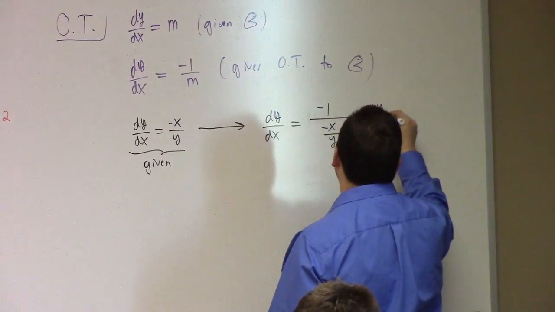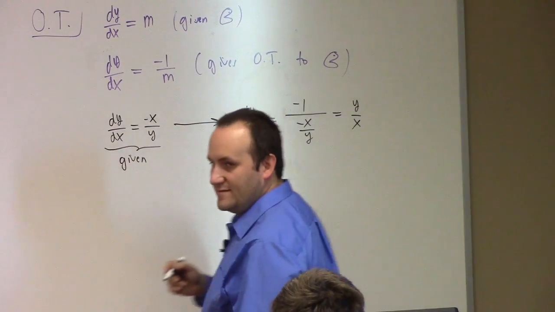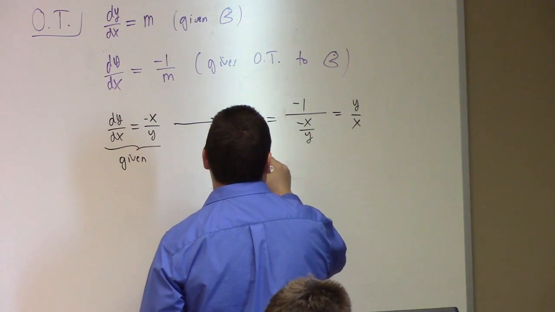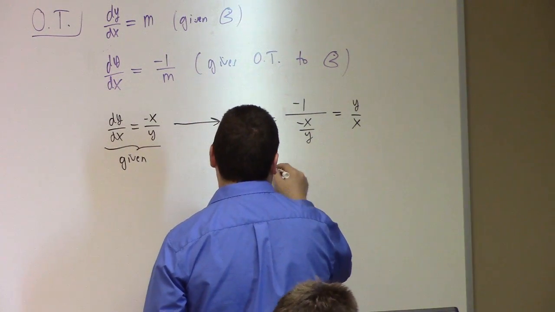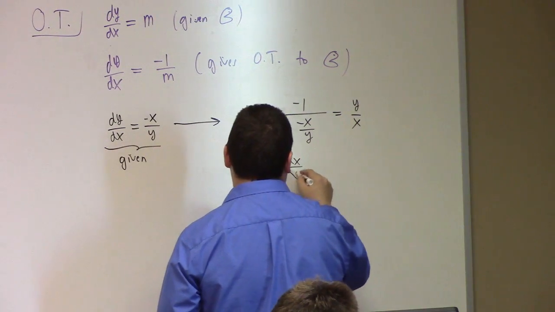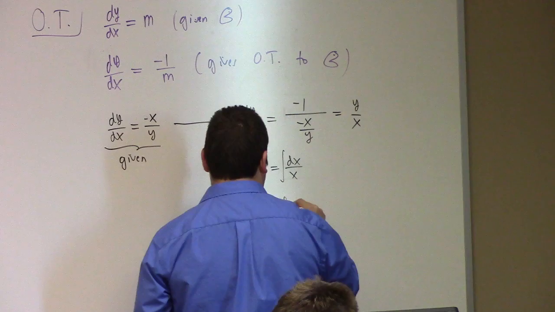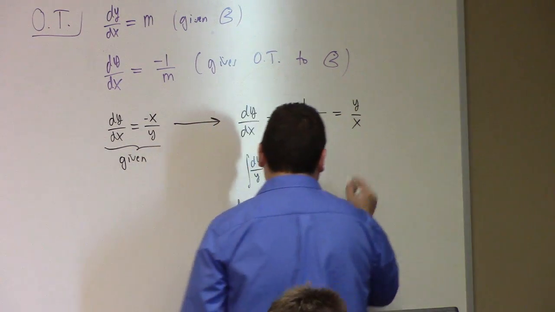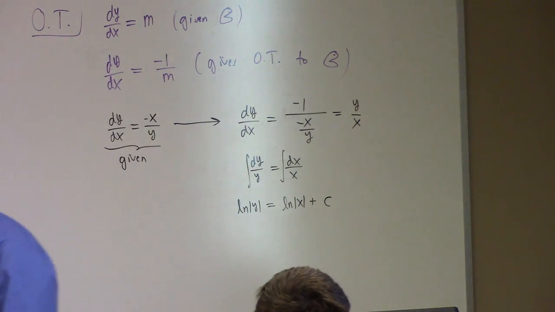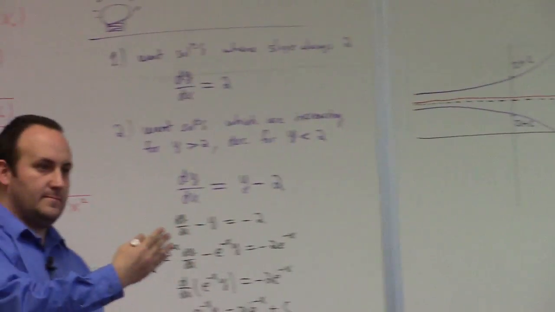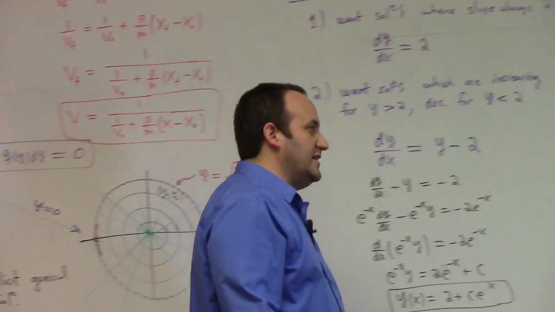This is what? y over x, right? And then you do what? You got yourself dy over y is equal to dx over x. Integrate both sides. Natural log of the absolute value of y is equal to the natural log of the absolute value of x plus some constant. How do you solve that? How do you find an explicit solution there? Exponentiate both sides, right?